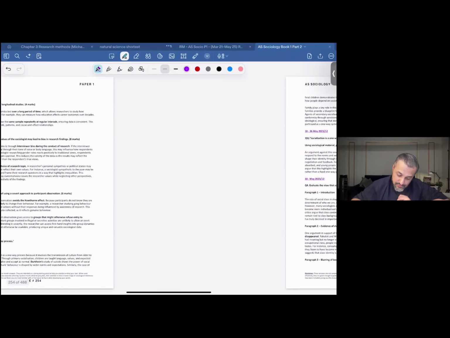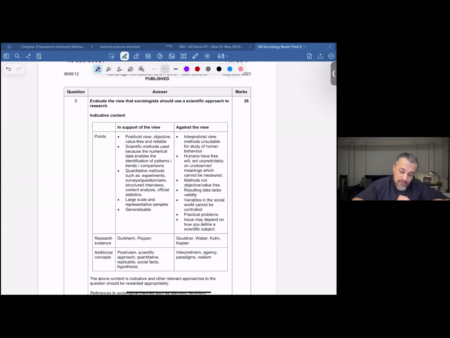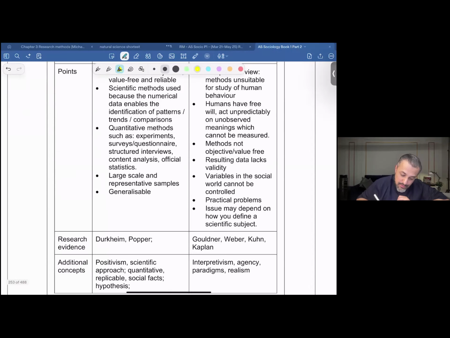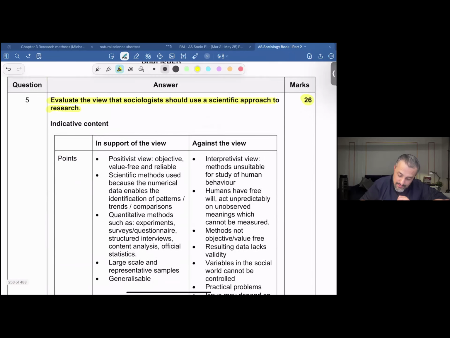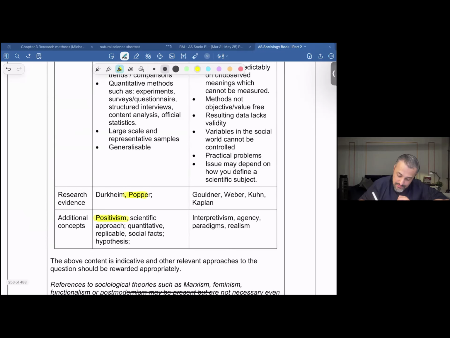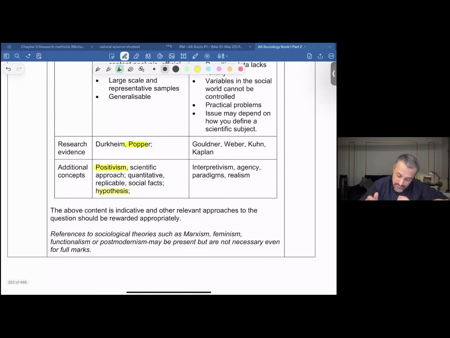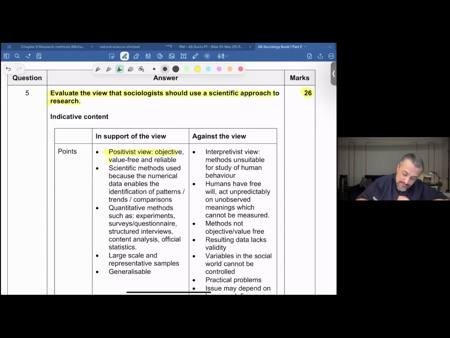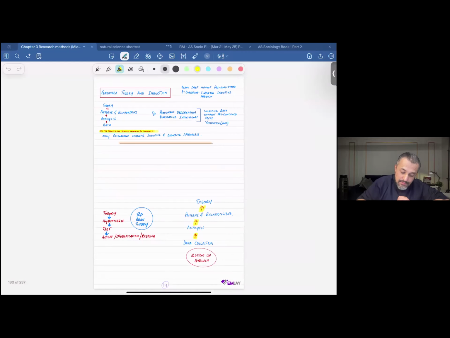Now, let me take you to the marking scheme for this question. Here: evaluate the view that sociologists should use a scientific approach to research, a 26 mark question. Here you see Popper, and here you see positivism. Now, getting back to the question, we're done with positivism, we're done with Popper.